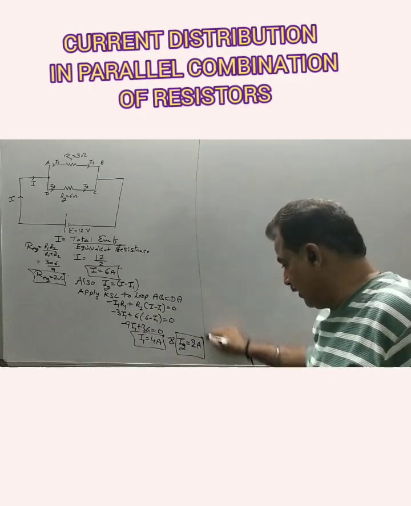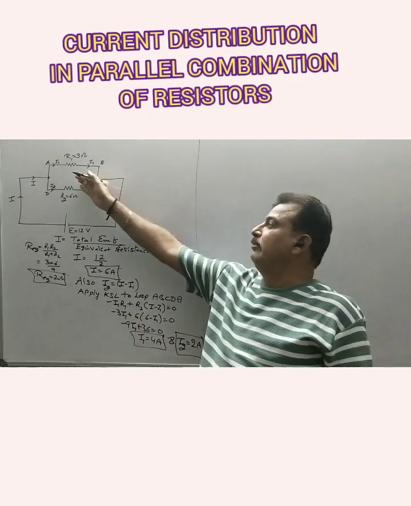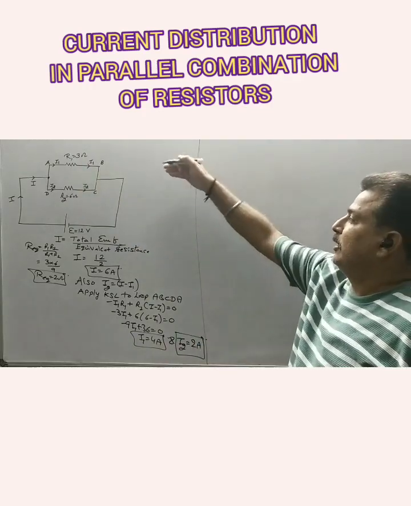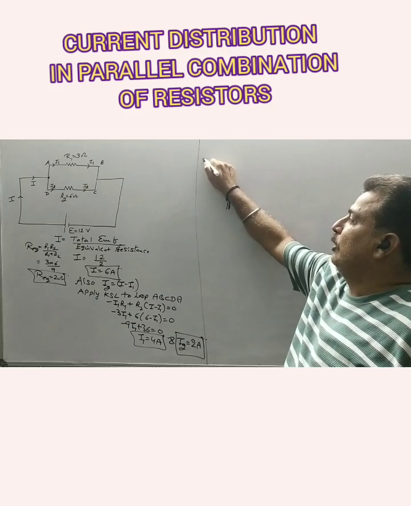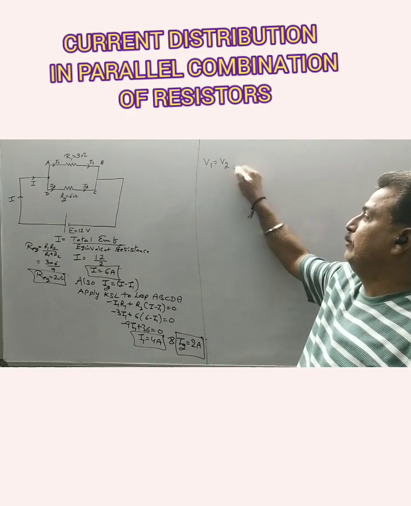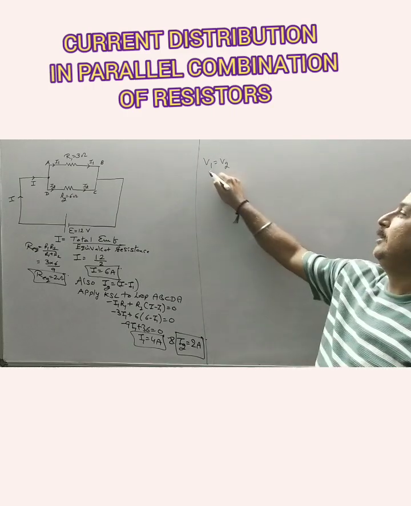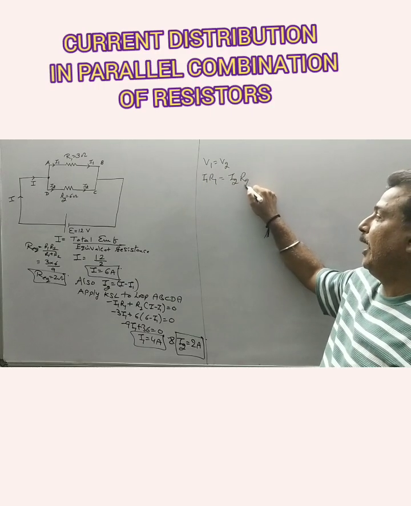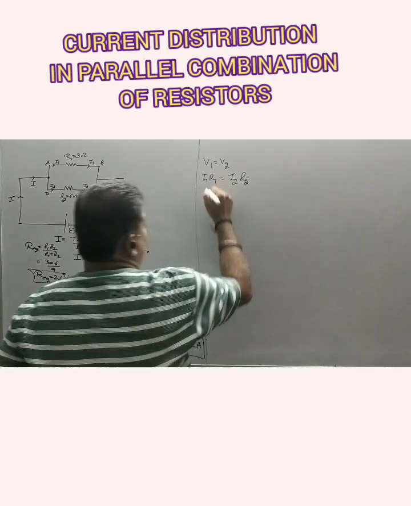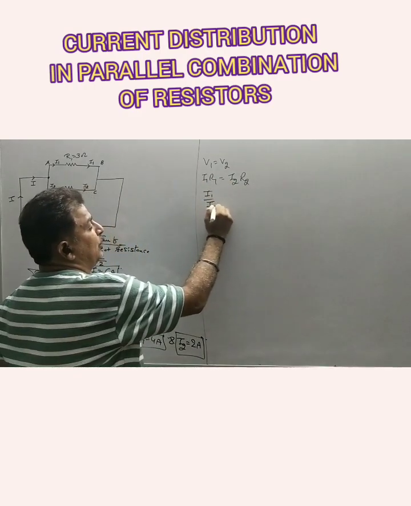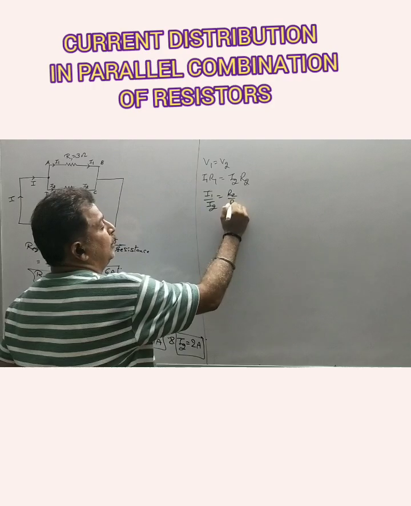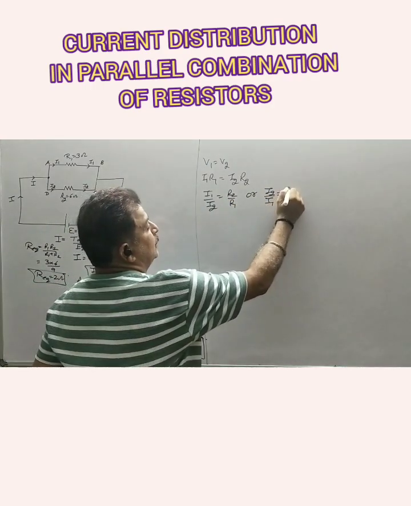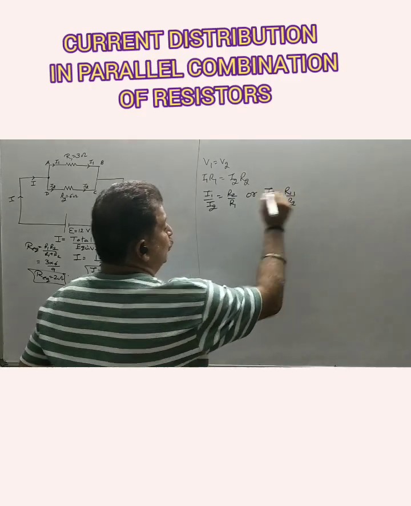Now let us see another method where we can simply do the division of the current directly by remembering one formula. So this is a parallel combination of two resistors. In parallel combination the potential difference is the same. So V1 is equal to V2. Then V1 is equal to I1 R1 is equal to I2 R2. Here you can take the ratio of I1 upon I2 is equal to R2 upon R1. Or you can also write I2 upon I1 is equal to R1 upon R2.